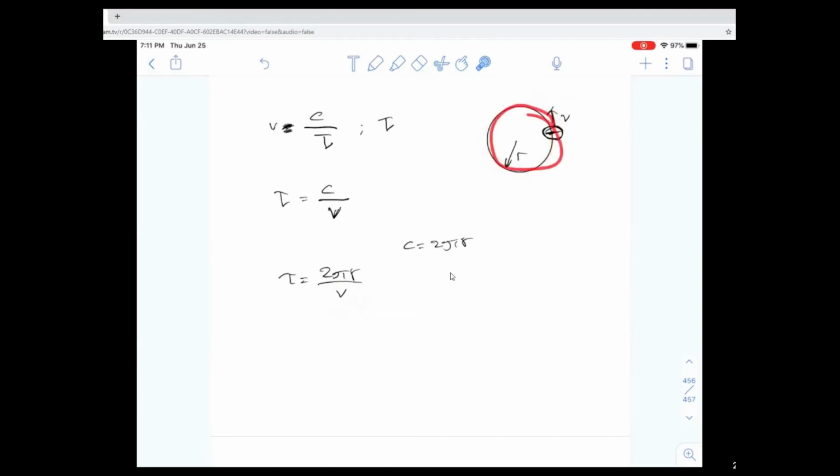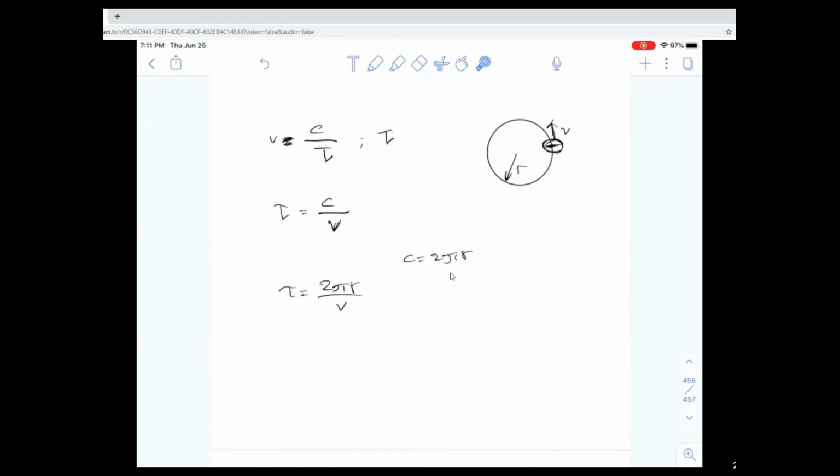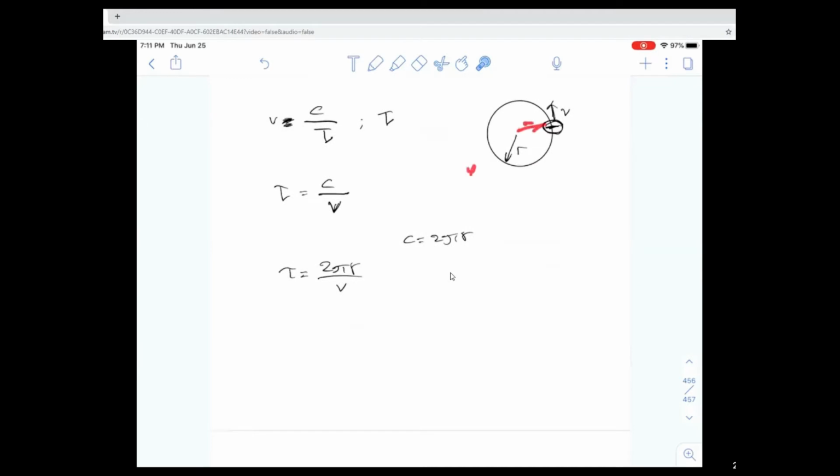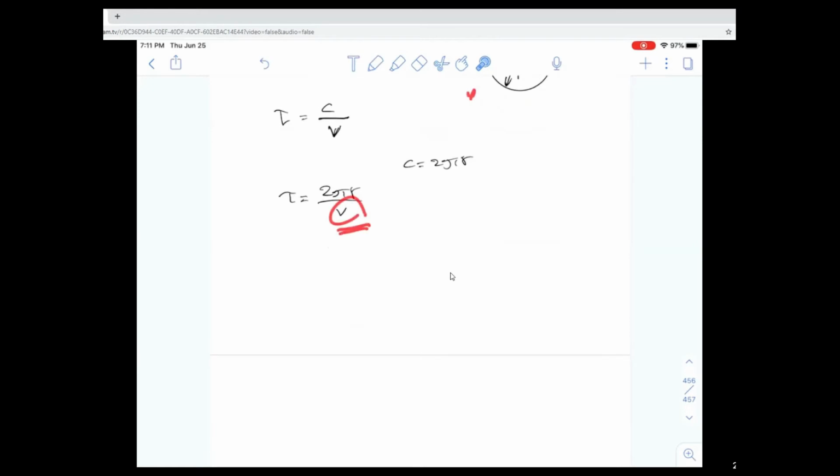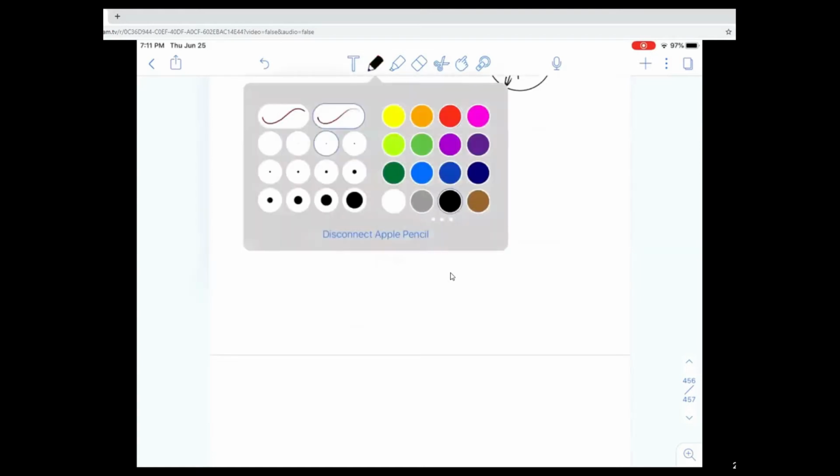So what causes circular motion? The centripetal force does. So what is the centripetal force in this case? In this case, the centripetal force is the magnetic force. V is what we need to figure out. So how do we do that? Let's figure that out.